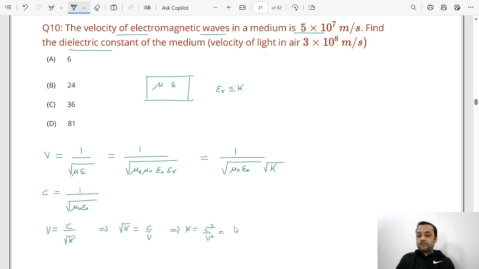So c was 3 into 10 to the power 8, so if you square it, it will become 9 into 10 to the power 16, divided by v square, where v is 5 into 10 to the power 7, the speed of light in this medium, so 25 into 10 to the power 14. This becomes 900 by 25, so 36 will be the dielectric constant. I hope you have understood. A very important piece of learning: do not overcomplicate things in the JEE Mains exam.